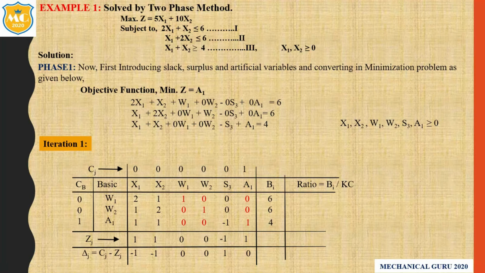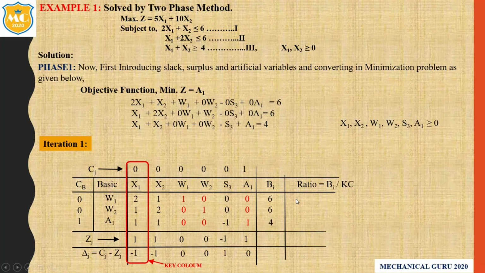Okay, so here there is a tie. In a delta j value, x1 value is minus 1, similarly x2 value is minus 1. So there is no rule for selecting the key column. So in that we can select any of the columns. So here I choose the first column. Okay, so this is our key column.